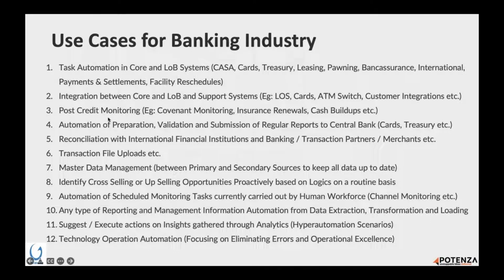And also post-credit monitoring is something very important for any bank of any size. May it be a finance company or a tier 2 bank, a non-banking financial institution, NBFI, or else a commercial bank or a specialized bank.